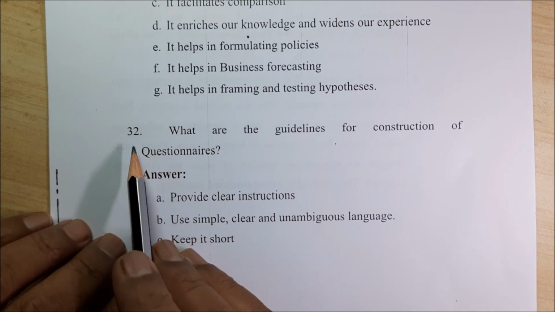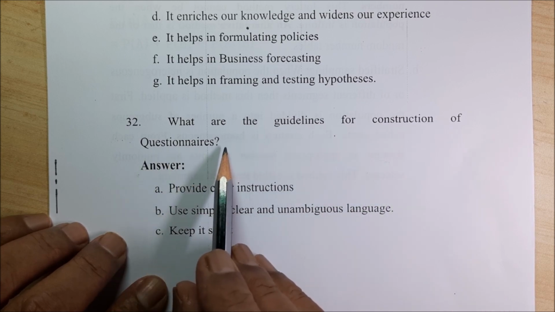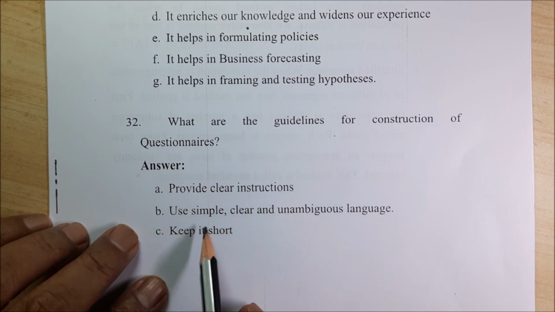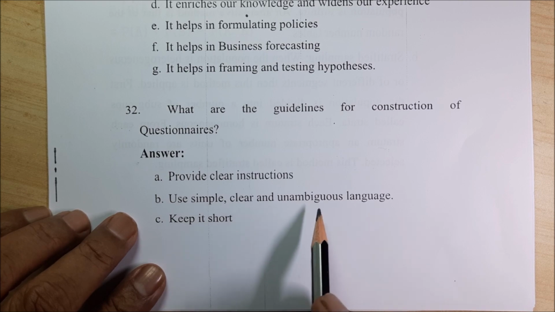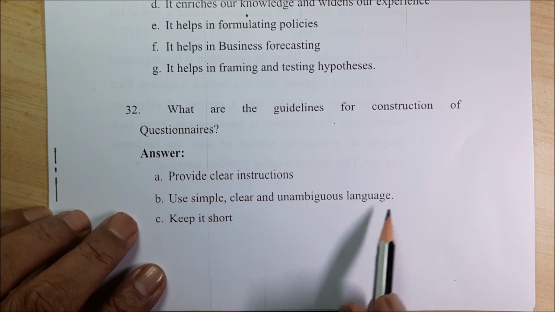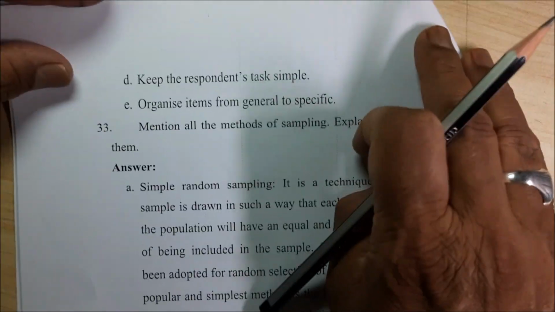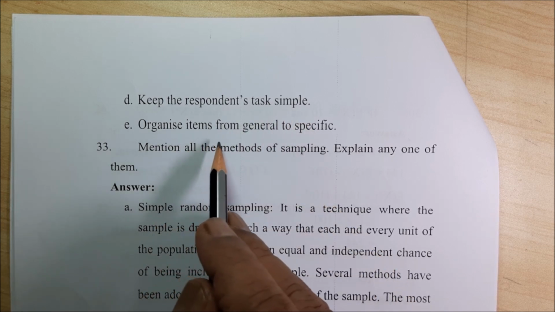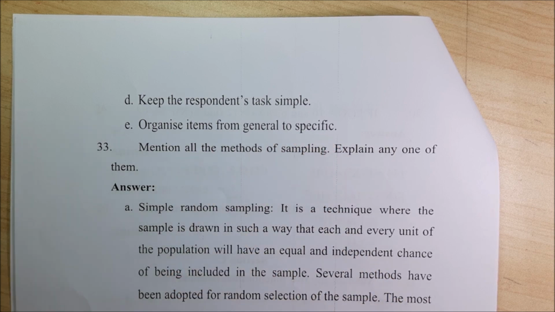Then 32nd question, what are the guidelines for construction of questionnaire? Say how you construct the questionnaire. Provide clear instructions. Use simple, clear and unambiguous language. That means nothing should be there in your brain earlier. Keep it short. Keep the respondent's task simple. Organize items from general to specific. So if you use that, then you will get the best questionnaire.